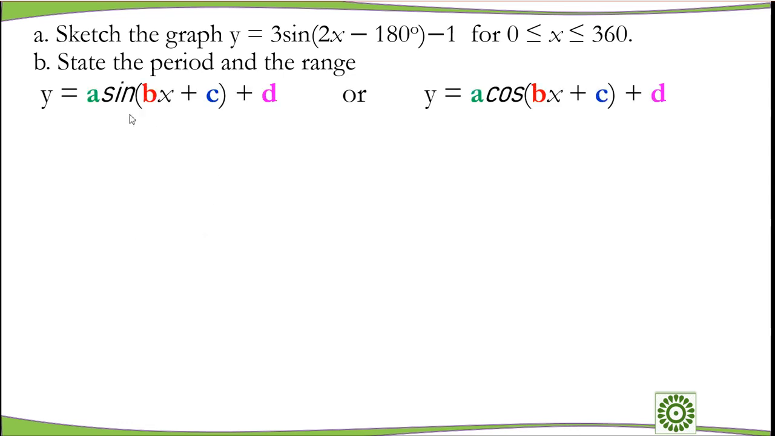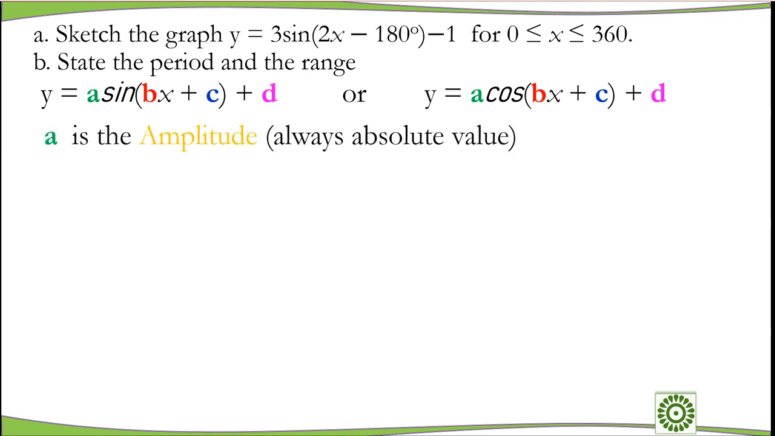So this is the nature. A could be like 3, B could be like 2, C could be like 180, D could be like what you see exactly. So when you have a typical format like this, what do they stand for? Each letter. A is the amplitude, always absolute value, don't forget. A is your amplitude. So here, the amplitude of the graph we're going to draw will be 3.